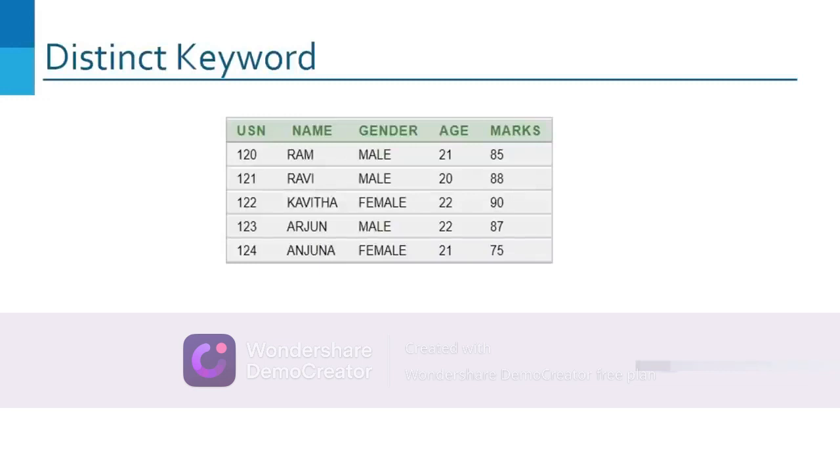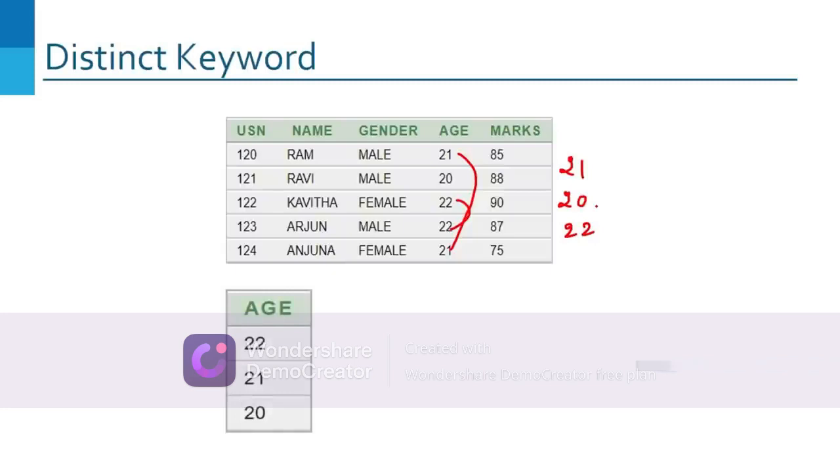So I want the data which is distinct. Let's say that I have this table and I want the data of distinct age. That means not the repeated ones. So 21 is repeated twice, 22 is repeated twice. I don't want it to display twice. I want the distinct data. So I want 21, 20 and 22. This is what you will get. Okay, this is what is distinct.